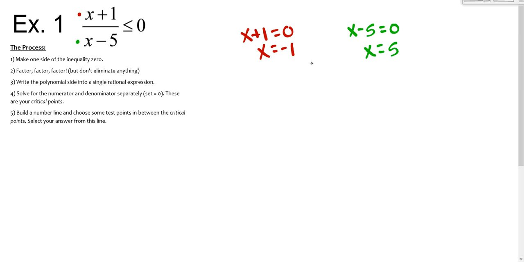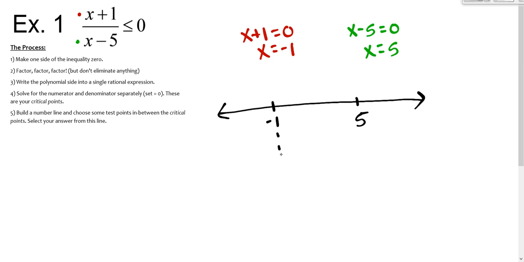Like I said, pretty easy examples for today. So we've got our critical points. Now we're going to build a number line. We're just going to do this generic number line, but I'm going to make it exceptionally long because we are going to need to check some areas here. The smaller of these two numbers is negative 1, and the larger of these numbers is 5. Essentially we're dividing the number line into the left region, the middle region, and the right region.